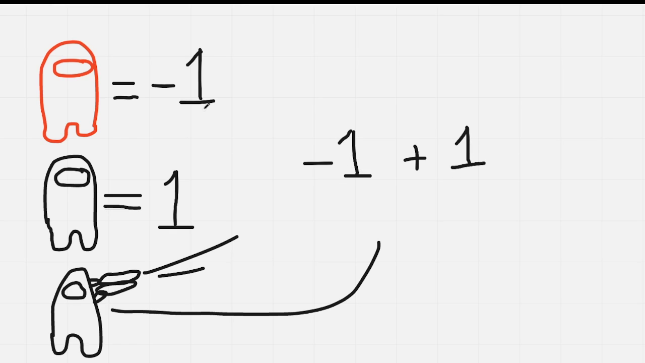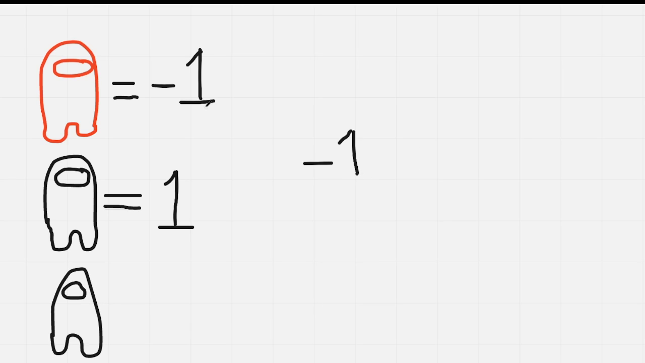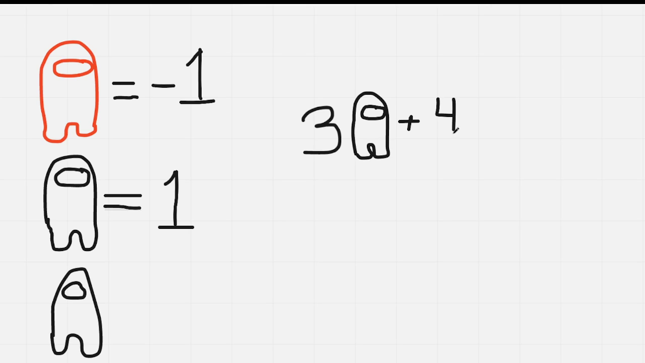Now, if we want to get into a harder problem that I could see people struggling with, say there's, well, actually, no. Let's say you got 3 crewmates, right? So we'll draw a little crewmate here for you, and we have, let's say, 4 imposters, right?